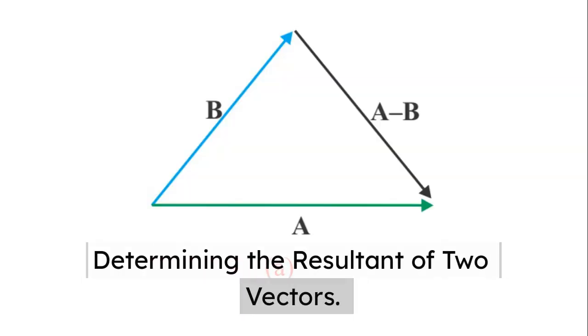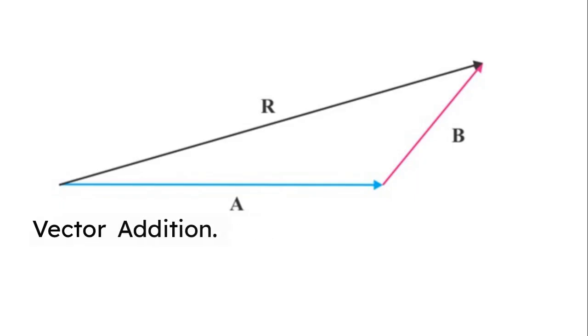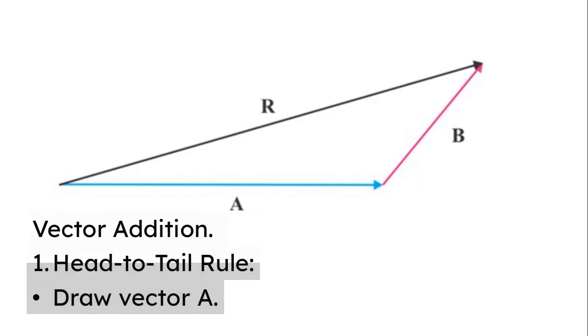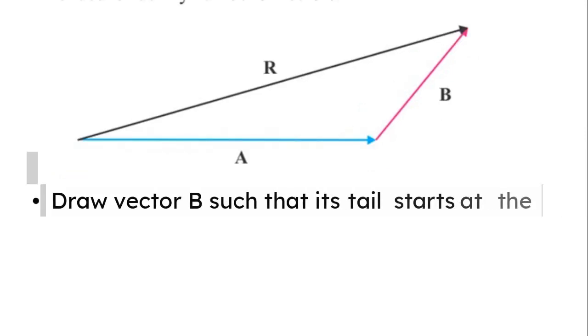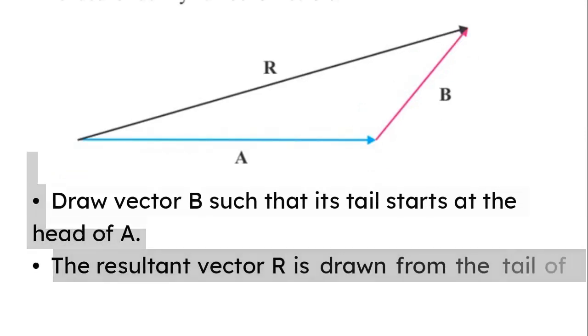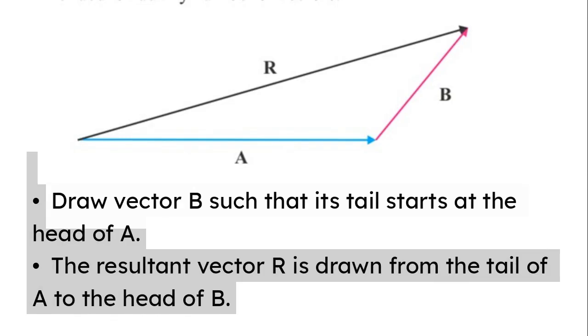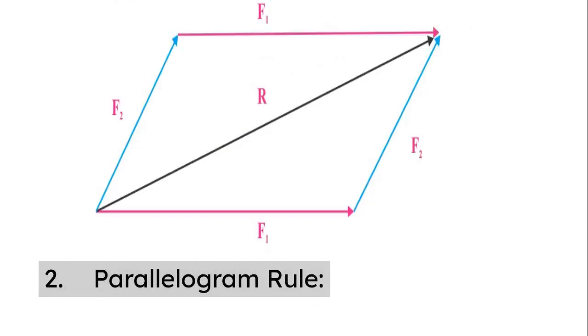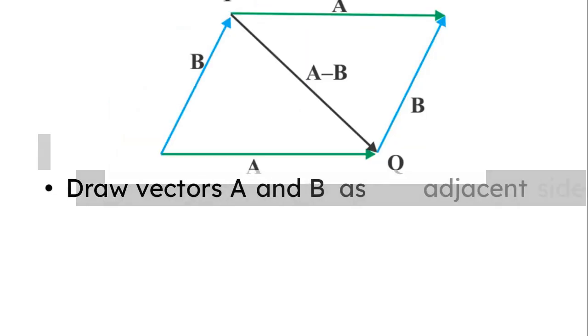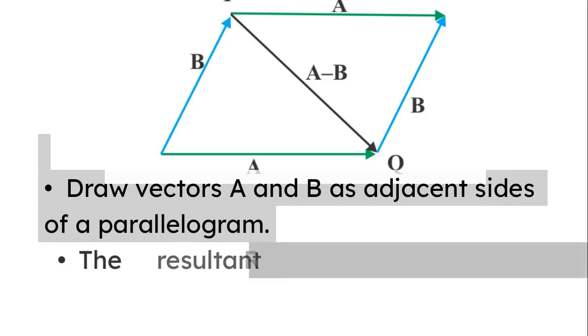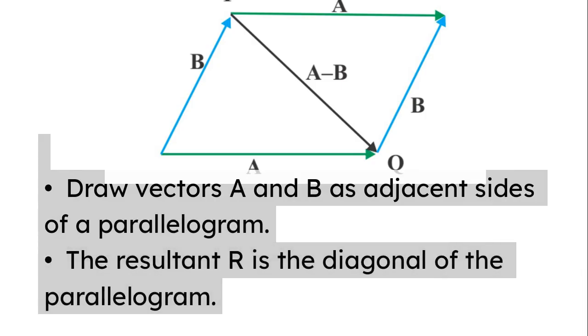Determining the resultant of two vectors. Vector addition. 1. Head-to-tail rule. Draw vector A, draw vector B such that its tail starts at the head of A. The resultant vector R is drawn from the tail of A to the head of B. 2. Parallelogram rule. Draw vectors A and B as adjacent sides of a parallelogram. The resultant R is the diagonal of the parallelogram.